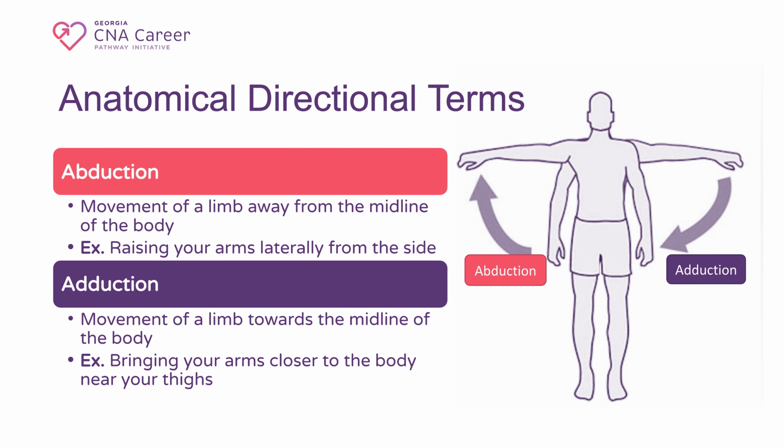Abduction and adduction are associated with the movement of the limbs in certain directions. Here is a visual representation of a person performing the 2 movements. In abduction, the limbs are moving away from the midline of the body. In adduction, the arms are moving closer to the body near the thighs.